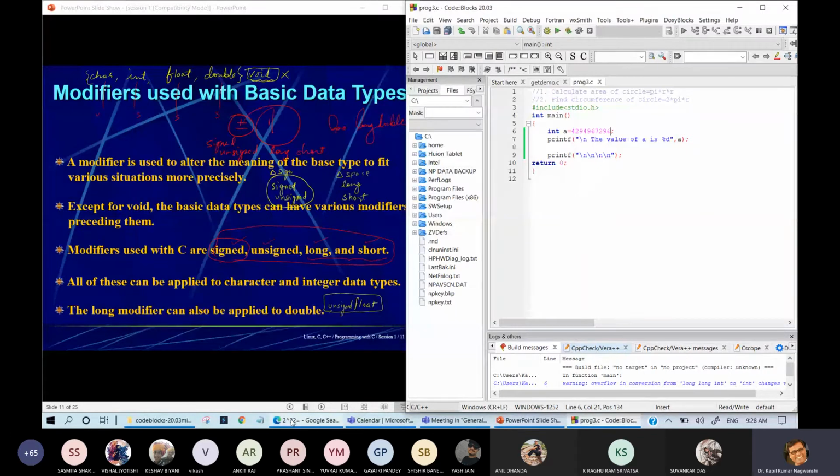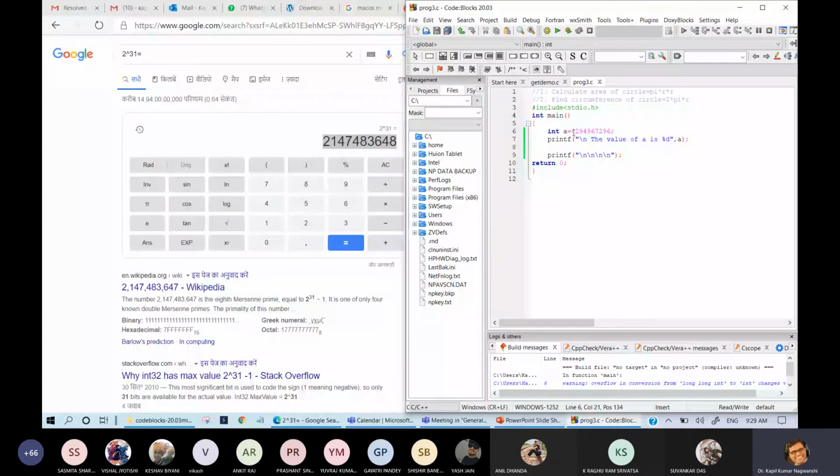And what is the value divided by 2? So that is 2 to the power 31. Okay, so let me write 2 to the power 31. 2 to the power 31 will give us this value. So if I am writing this value also, why is this coming? Because this is a signed integer. Okay, and maximum value is its range, the integer's range. Here in this particular case, the integer's range is 2 to the power 31.